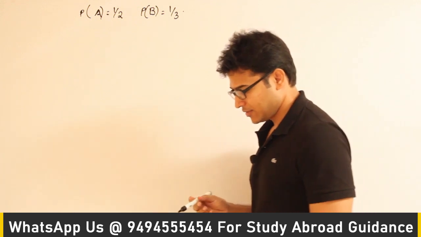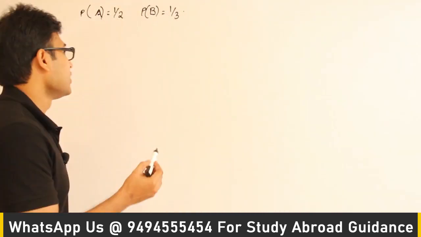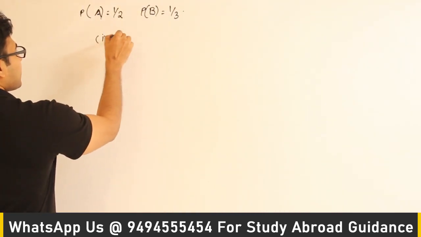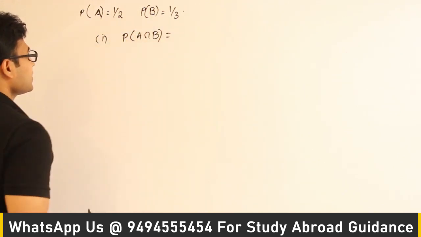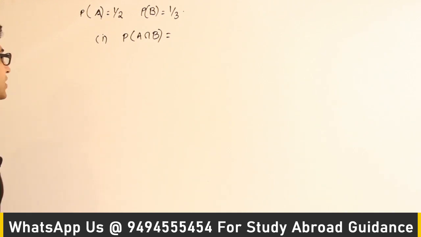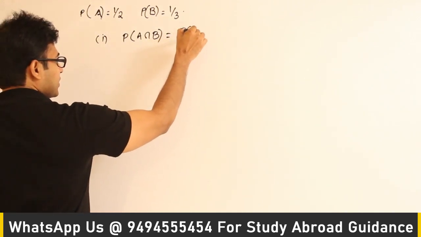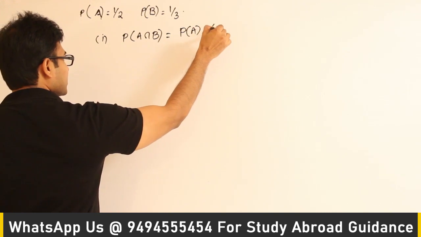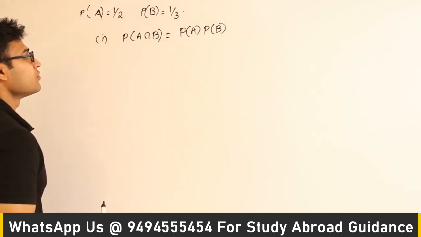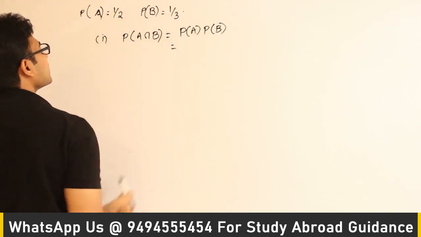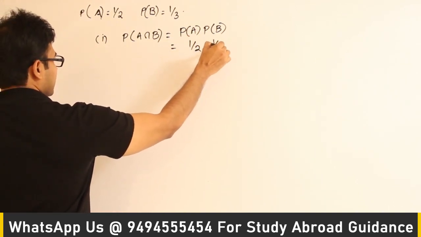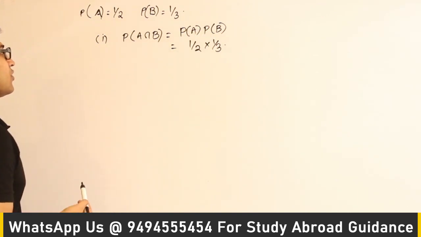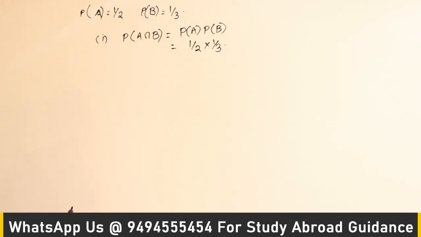Now the first question is, what is the probability that both of them will get selected? One thing is that A and B are independent. Since A and B are independent, we can say that P of A intersection B is P of A into P of B, which is 1 by 2 into 1 by 3. How am I able to write it? Because they have already given that they are independent events. Fine, it is not interesting, it is simple.